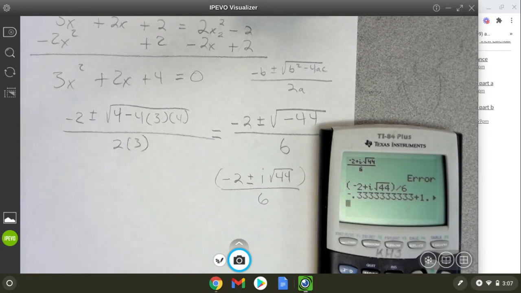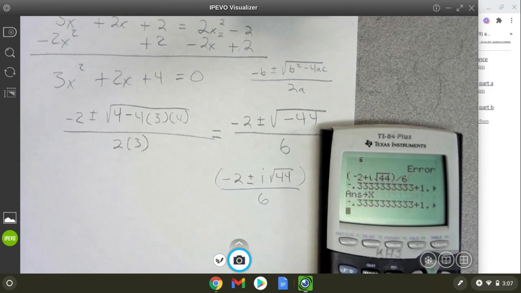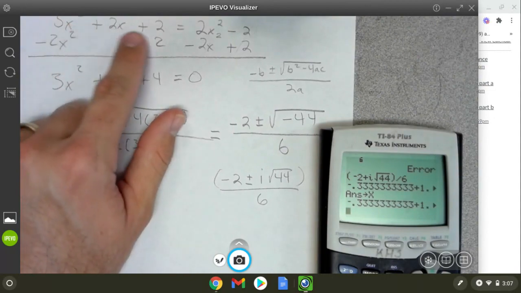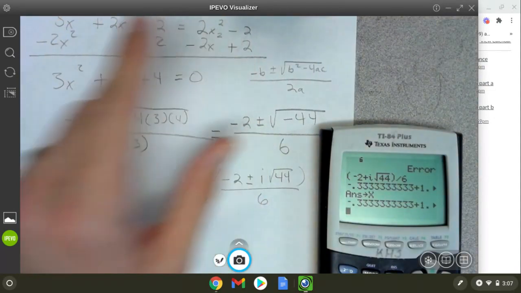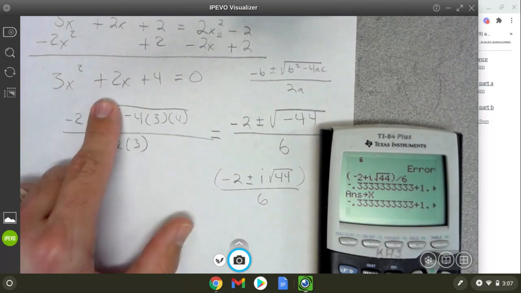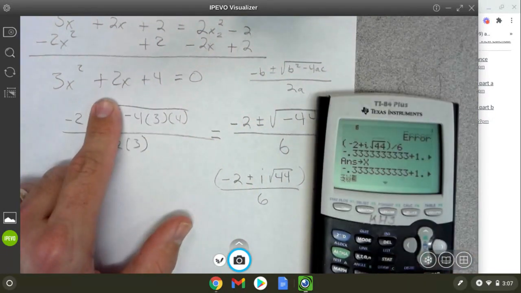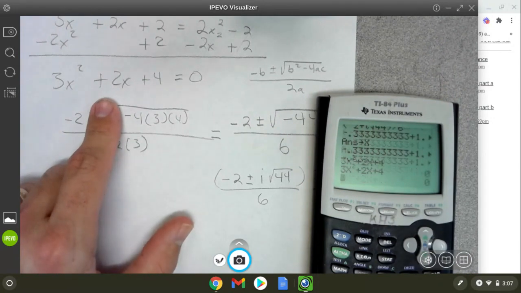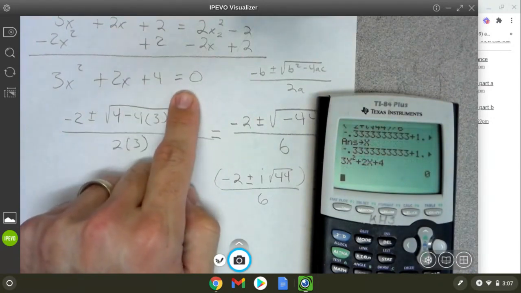But what I'm going to do is I'm going to store this. I'm going to store that to x. All right, and now I can actually plug this in to the original equation. I could do it in the left side and see if it equals the right side. I'm just going to do it with this second equation we have. 3x squared plus 2x plus 4, and it does equal 0, and that's what we wanted.